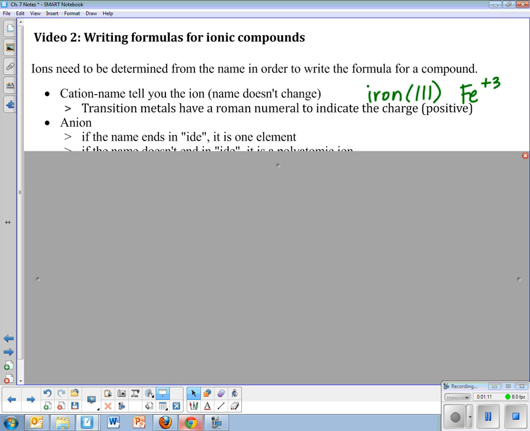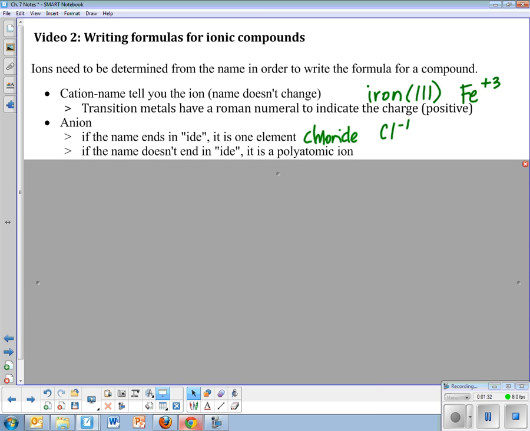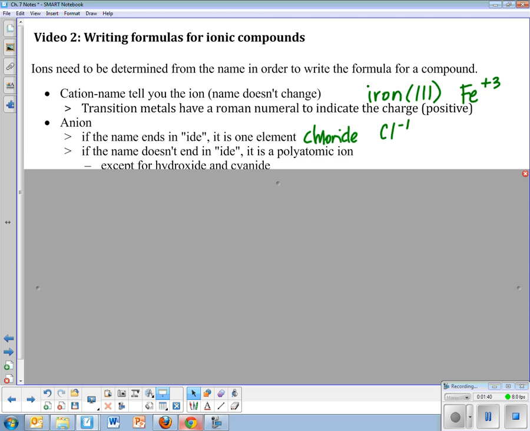Anions will be the second part of your name. And if the name ends in "ide," like chloride or fluoride or oxide, that means it's just that one element. So this would be like chloride, and that would be just chlorine, so Cl with a -1 charge. If the name doesn't end in "ide," it's a polyatomic ion, like sulfate, SO4 -2, and so on.